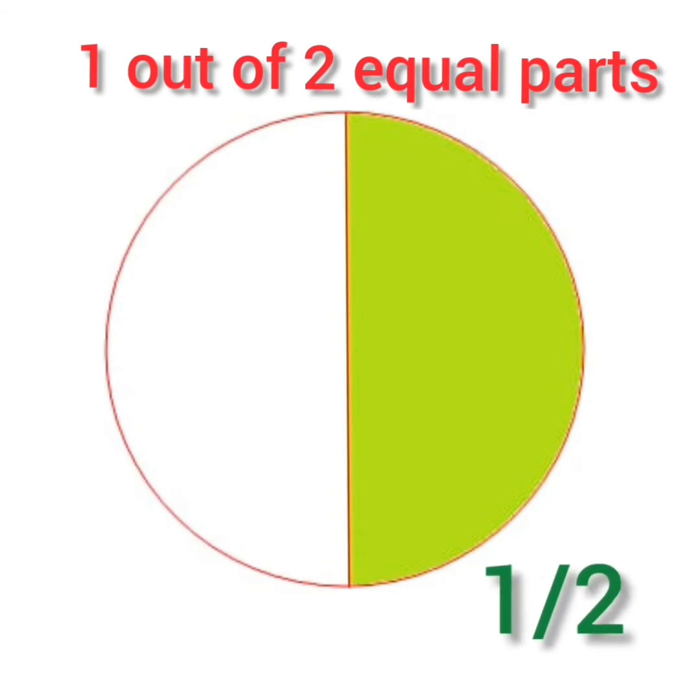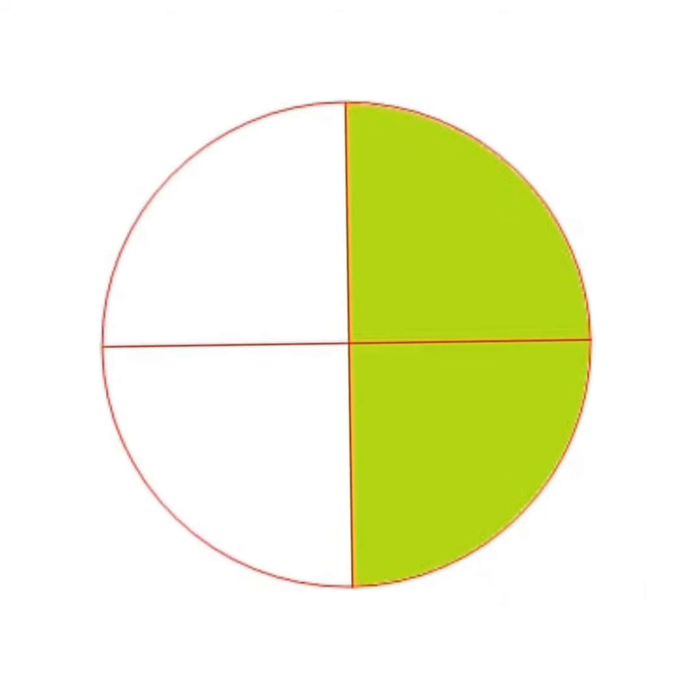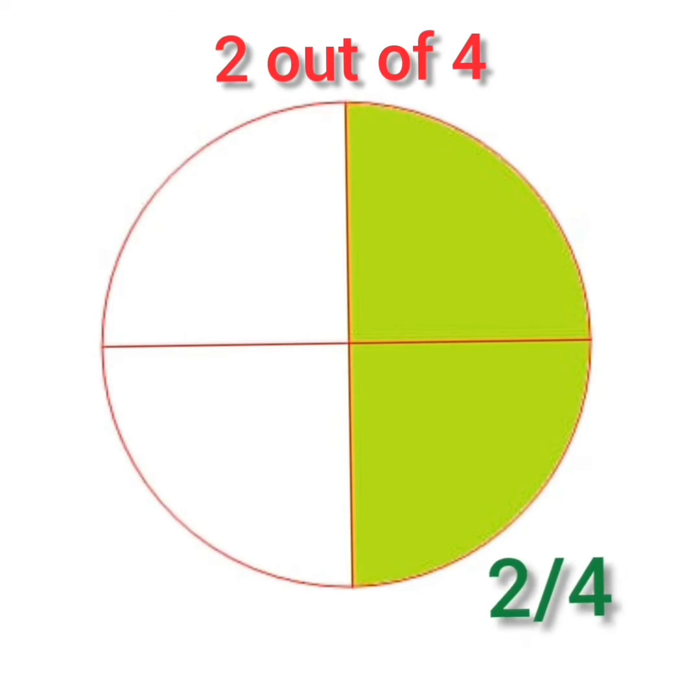Now, if I divide each part into 2 parts, there are total 4 parts. So, we can say this as 2 upon 4. And they both represent the same thing. These are called equivalent fractions.